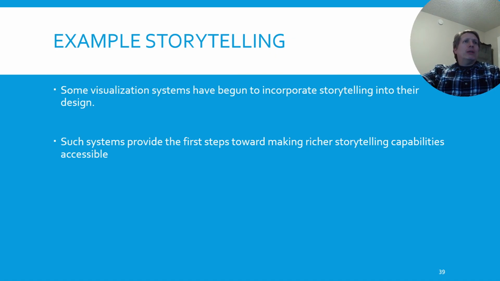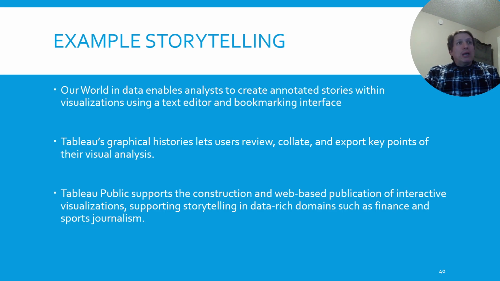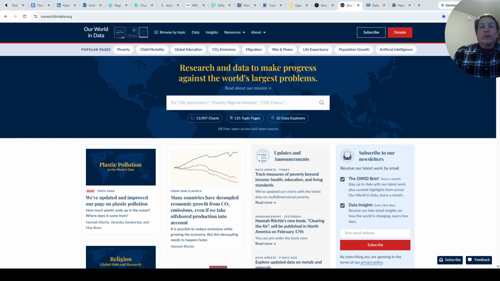Okay, let's talk a little bit about examples of storytelling and some visualizations. Some systems have actually incorporated storytelling into the design, and those systems provide first steps toward making richer stories and capabilities. Some examples then: we already know our voting data, and with our voting data we can create our own journeys, and we can use those visuals to integrate into our storytelling.